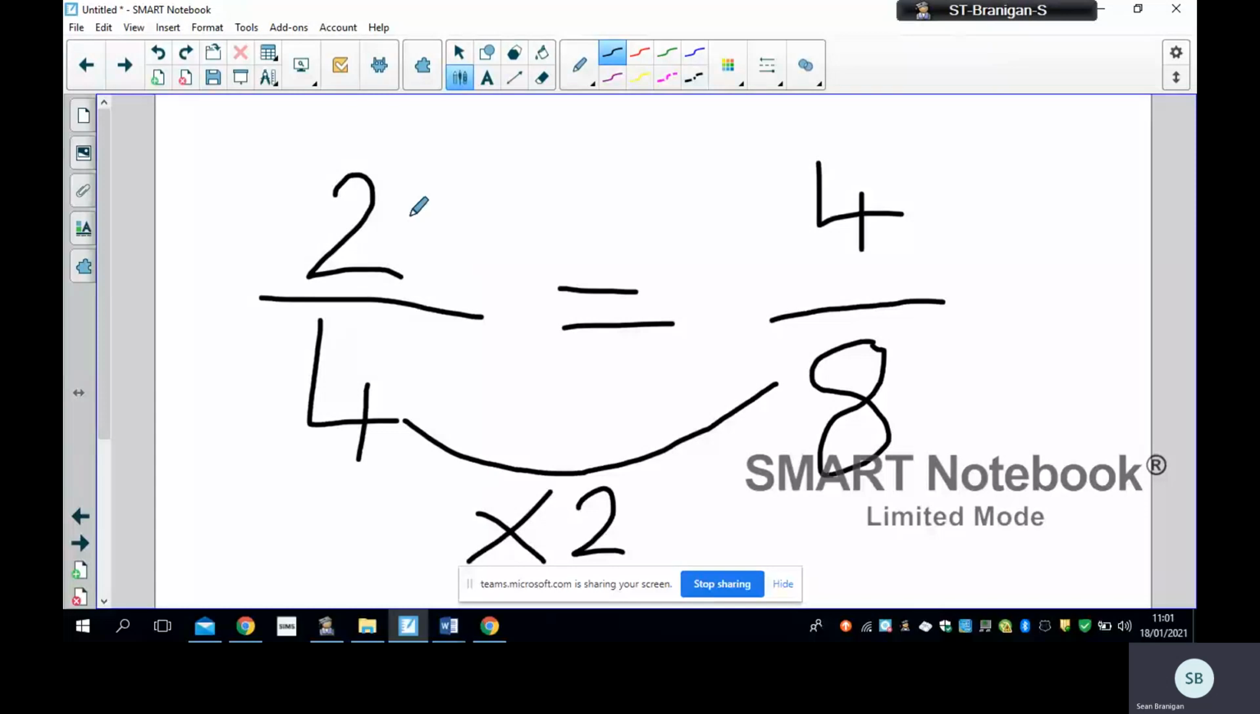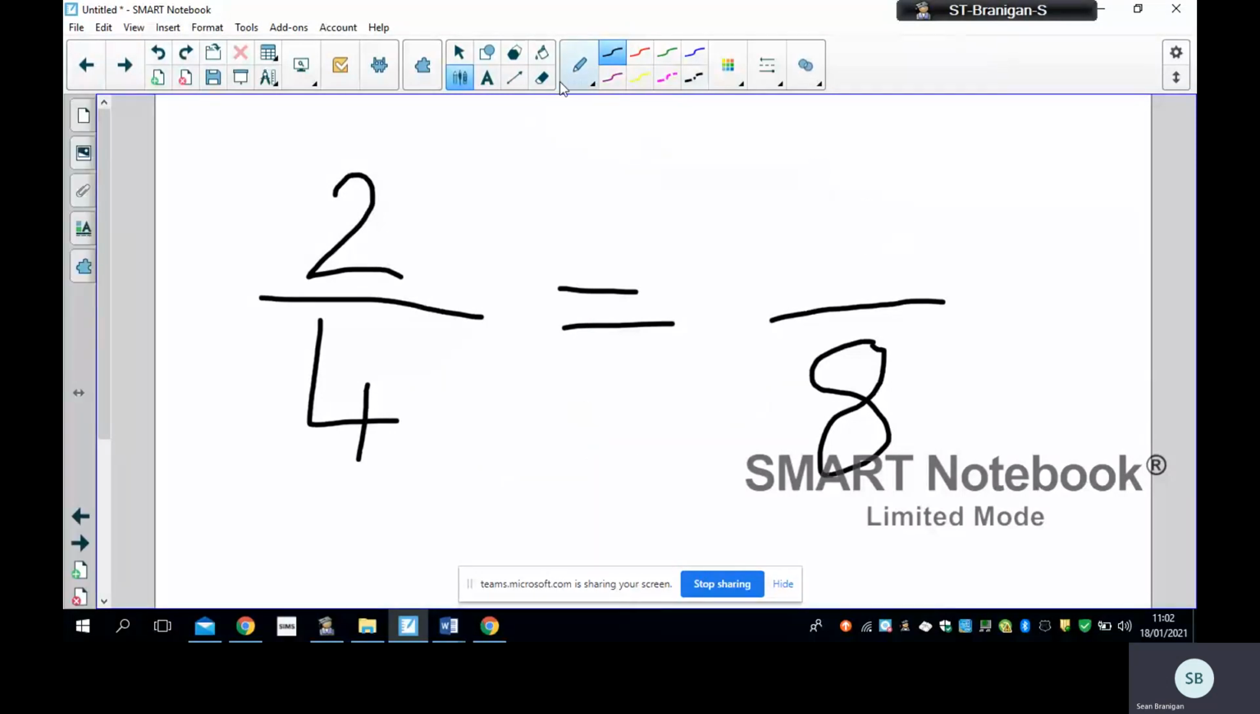Another way of finding the answer would have been to multiply the numerator. 2 times 2 is 4. 4 times 2 is 8. As long as you multiply them by the same number, you will always find an equivalent fraction. For example, if I was going to do them both by 3, that would be the same. So 4 times 3.